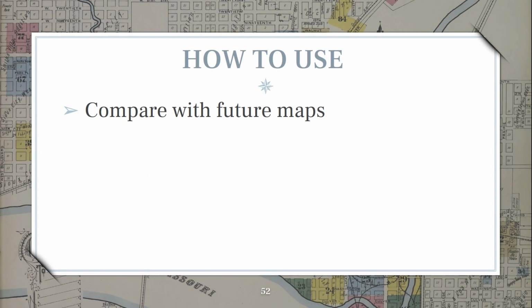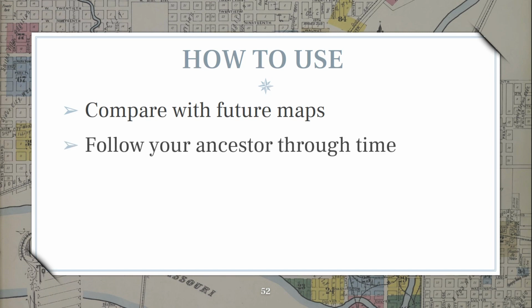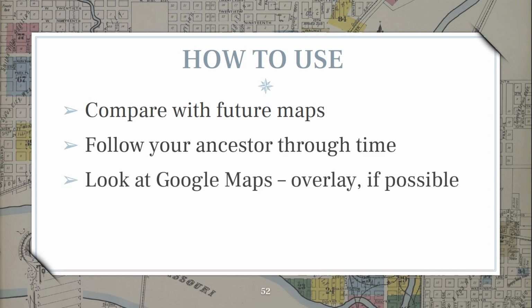You may also want to compare older fire insurance maps with future maps to see how the area evolved. Time and progress brought changes to your ancestor's town, so follow the residents through time using future years' maps if they're available. Take a look at Google Maps to see if your ancestor's residence is still standing. If you can, try georeferencing with older maps.